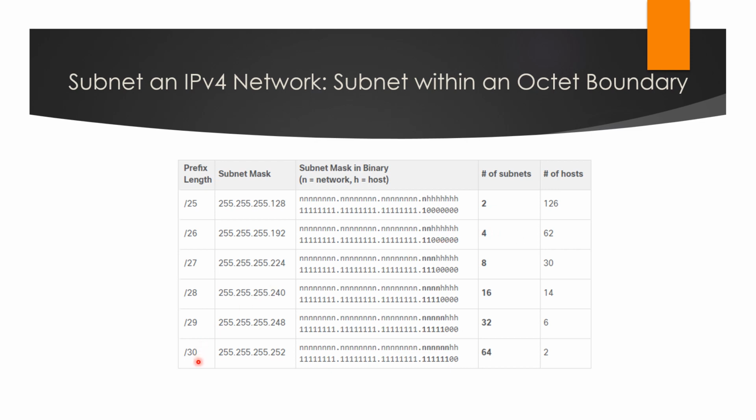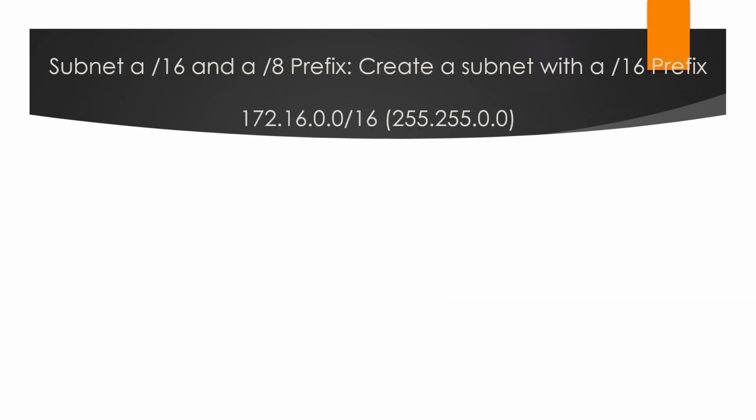And let's go to the last one, the 6th way of creating subnets. We can go to /30 with this subnet mask. It means that we have borrowed 6 bits from the host portion to create subnets. And by borrowing 6 bits, we can create 64 subnets with 2 hosts for each subnet. Some subnetting is easier than other subnetting. We will explain how to create subnets that each have the same number of hosts.